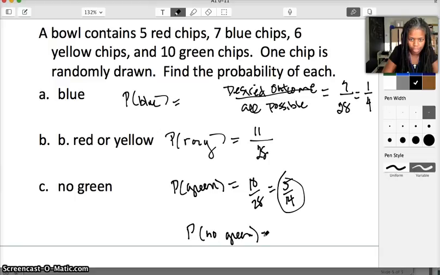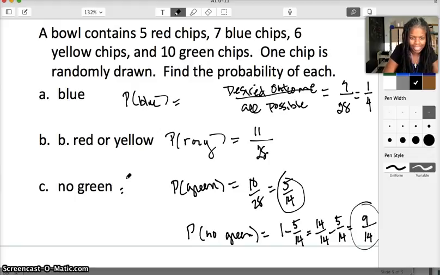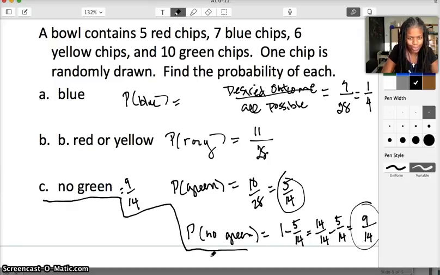So the probability of no green is going to be 1 minus 5 over 14. And when I do something like that, I'm looking at 1 as 14 over 14, minus 5 over 14, and we get 9 over 14. So the probability of no green is 9 out of 14. Okay, we can also, by the way, write decimal versions of these types of answers as well. And you guys know how to convert a fraction into a decimal. And if you don't, at the very least, you can pull up a calculator. But you should know how to do that.